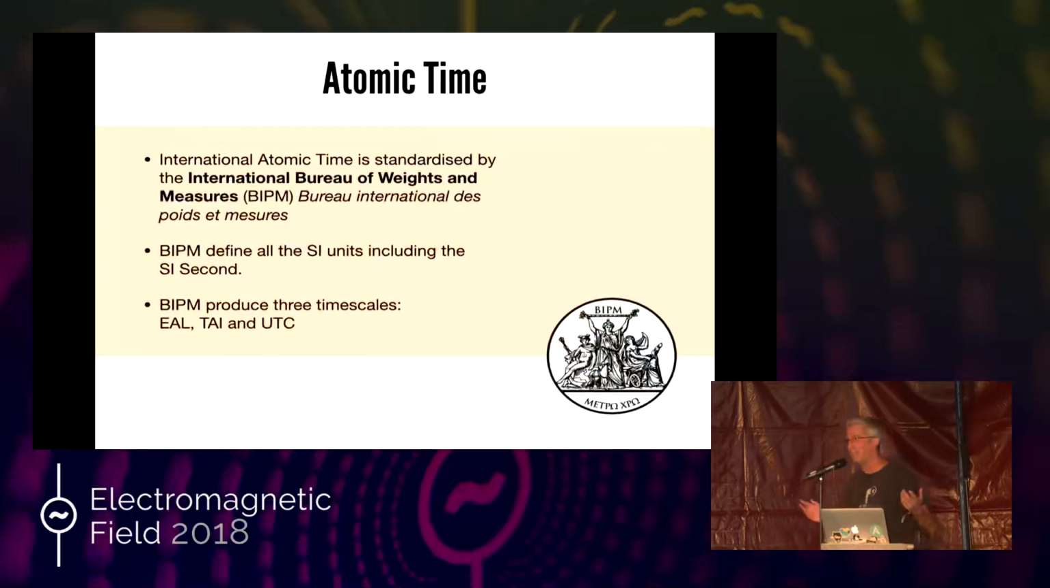So that's classic EMF. Atomic time is put together by the International Bureau of Weights and Measures. They look after the SI second. They actually look after all of the SI units. They're based in Paris, and in terms of timekeeping, they look after 3 timescales: EAL, TAI, and UTC, and we'll get into those in a second.